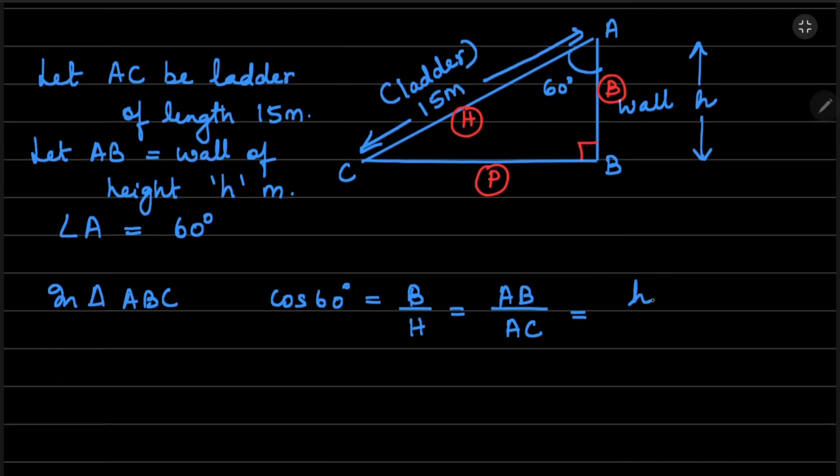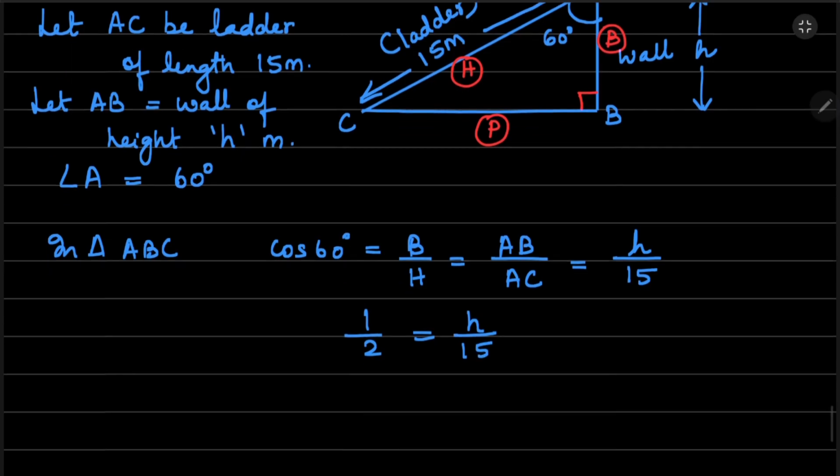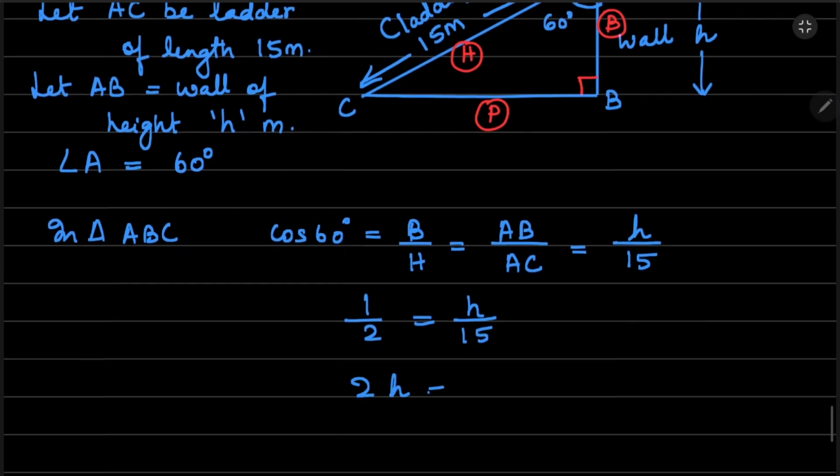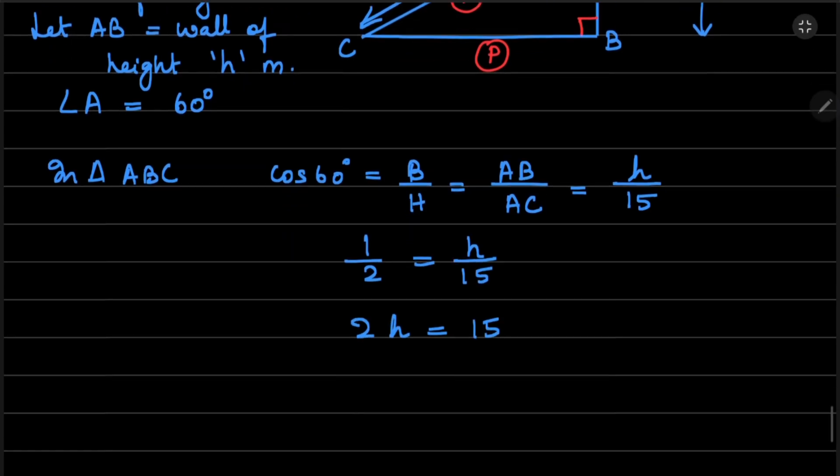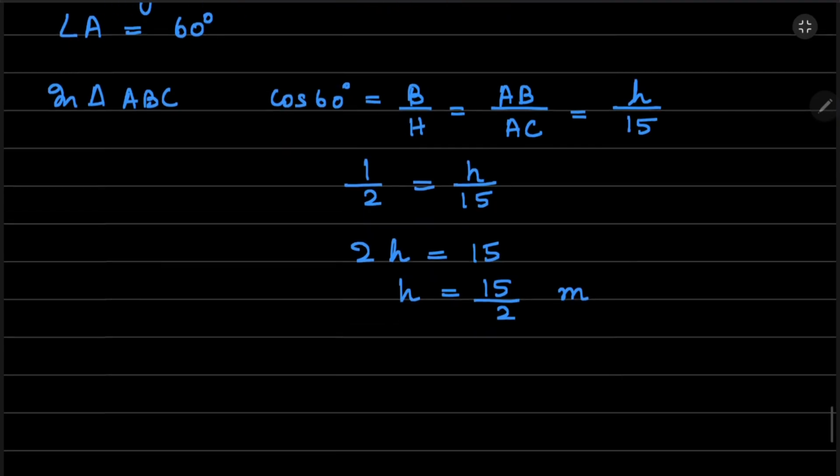Okay, so just substitute. AB is nothing but h. AC is nothing but 15. What is cos 60? 1 by 2. So 1 by 2 is equal to h by 15. Cross multiply. 2h is equal to 15. And h is nothing but 15 divided by 2 meters. So this is the height of the wall.